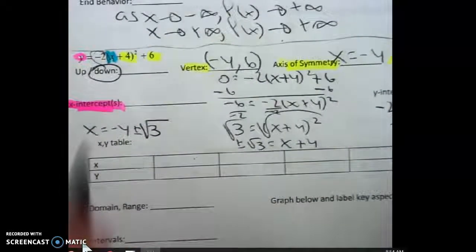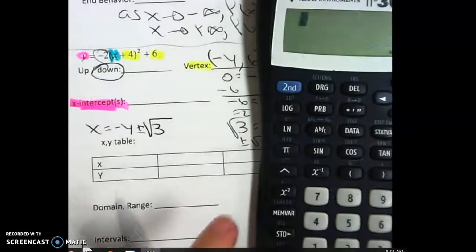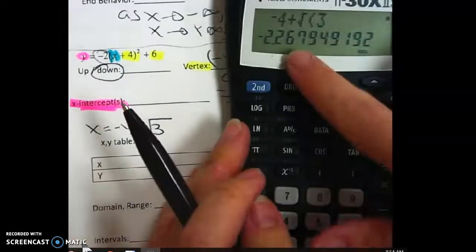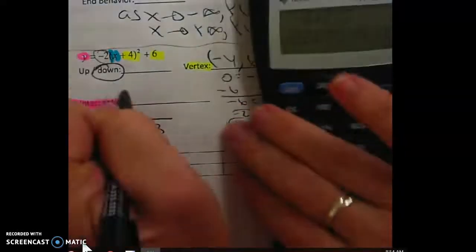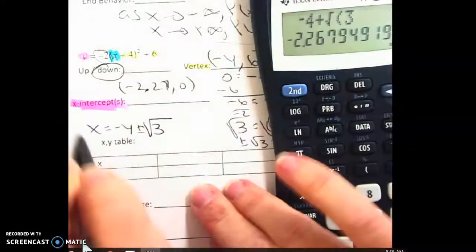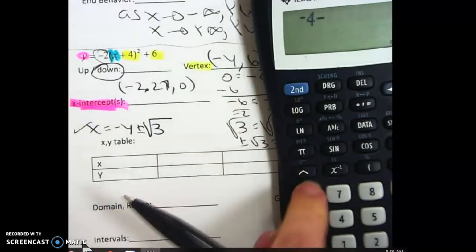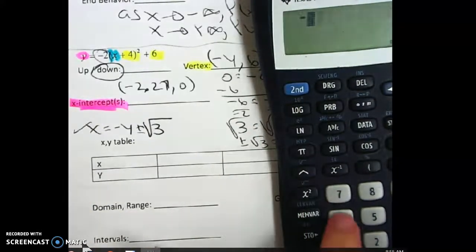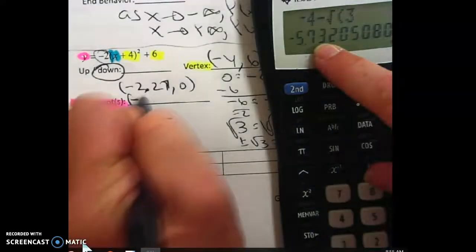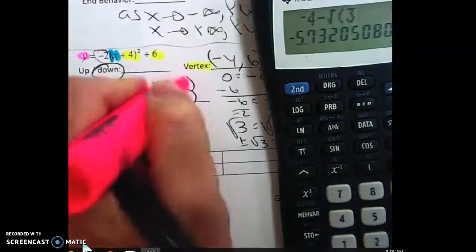Now you can pick up your calculator and simplify it. Okay, -4 plus the square root of 3. Rounded to the nearest hundredth is -2.27, 0. I'm going to look for this, though, because remember, you can just copy it. And then -4 minus the square root of 3, and I get -5.73, 0. Okay, so the zeros go in the y spot.